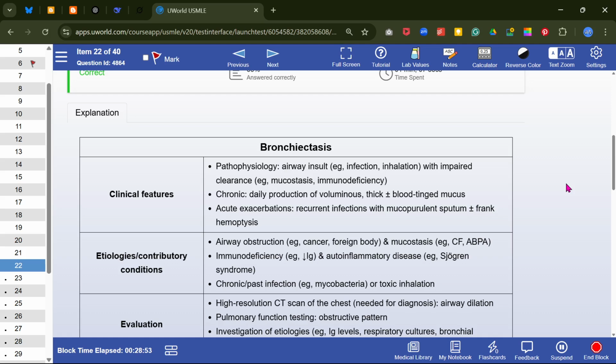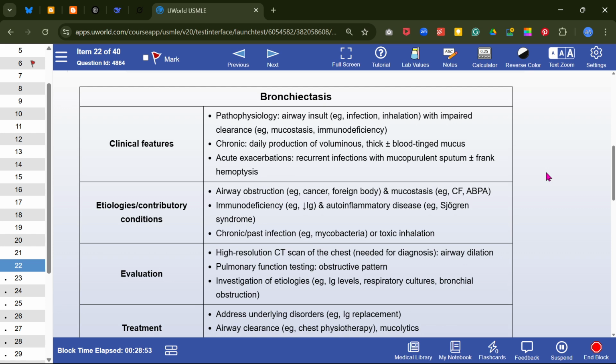Etiology is airway obstruction, such as cancer or foreign body, and mucostasis, like cystic fibrosis and ABPA. Immunodeficiency, decreased immunoglobulin, autoinflammatory disease, Sjogren's syndrome, chronic or past infection, mycobacteria, or toxic inhalation.